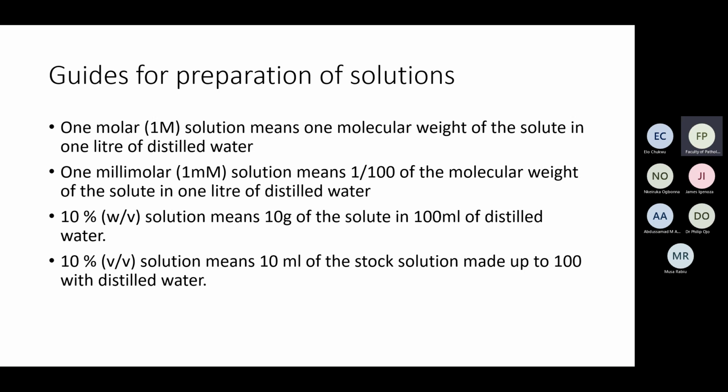A 1 molar solution contains 1 molecular weight of the solute in 1 liter of distilled water. A 1 millimolar solution contains 1/100 of the molecular weight of the solute in 1 liter of distilled water. A 10% weight for volume solution contains 10 grams of the solute in 100 ml of distilled water. A 10% volume for volume solution contains 10 ml of the stock solution made up to 100 ml with distilled water.